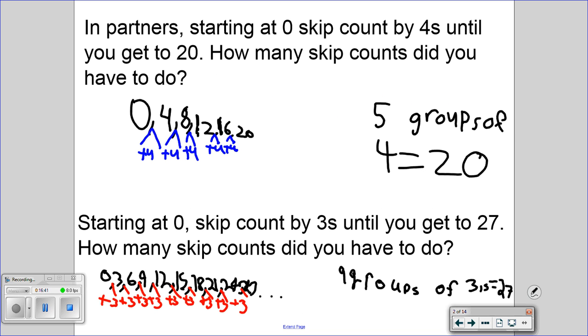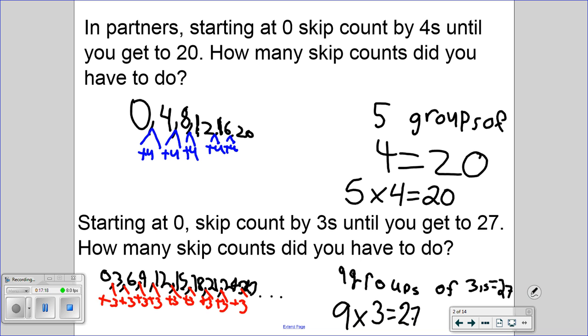Think back, way back to what we did just this morning. 5 groups of 4 equals 20. Let's write a multiplication equation. 5 groups of, I just told you, was times 4 equals 20. Let's look at the bottom one. 9 groups of 3. 9 groups of means times. 9 times 3 equals 27. I know, you have been doing it.